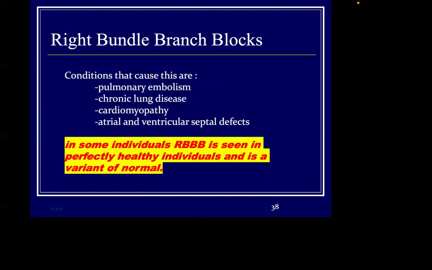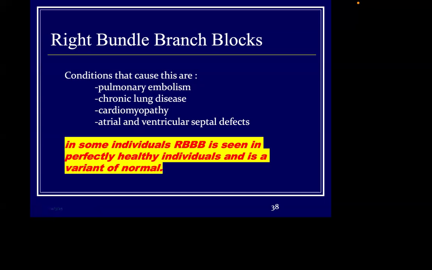So when you come to the right bundle branch block, the right bundle is blocked. So what are the conditions that cause right bundle branch block? Commonly, pulmonary embolism, chronic lung diseases, cardiomyopathy, particularly right ventricular cardiomyopathy. Sometimes you see it in dilated cardiomyopathy, that is, both ventricles. And in atrial and ventricular septal defects, you will sometimes see bundle branch block. In some individuals, RBBB can be seen normally. Well, this is very important.